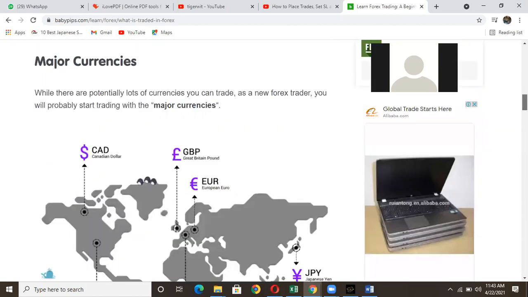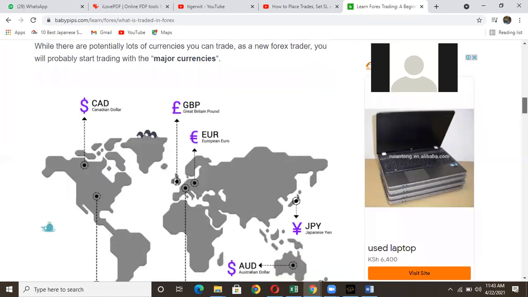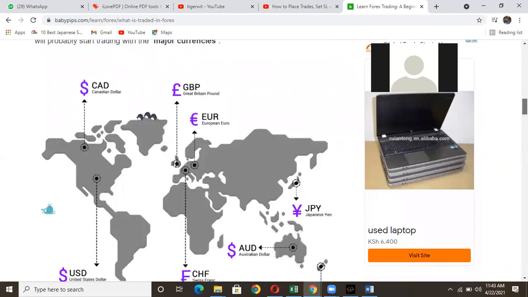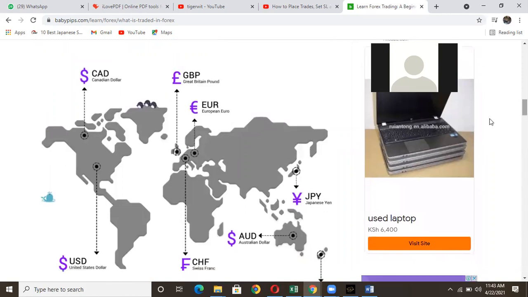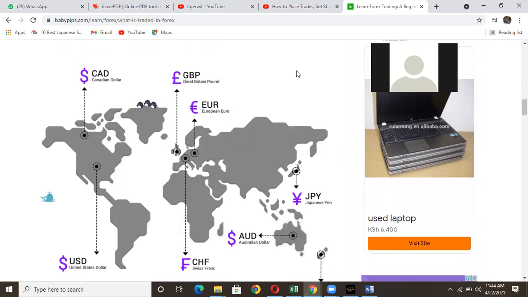So this will be some of the currencies we'll be dealing with, or the major economies. They're called the major currencies. So you can see we have CAD, that's Canadian dollar. I think it has really moved this week. So before we continue, let me show you guys what happened this week.